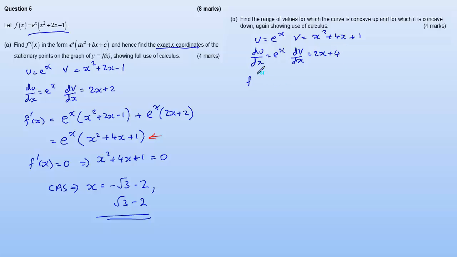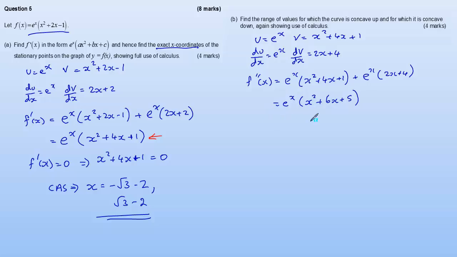So f''(x) is going to be v du/dx, so that's e^x into (x² + 4x + 1). And then we need u dv/dx, so that's e^x into (2x + 4). And if we put all that together, that's e^x (x² + 6x + 5).